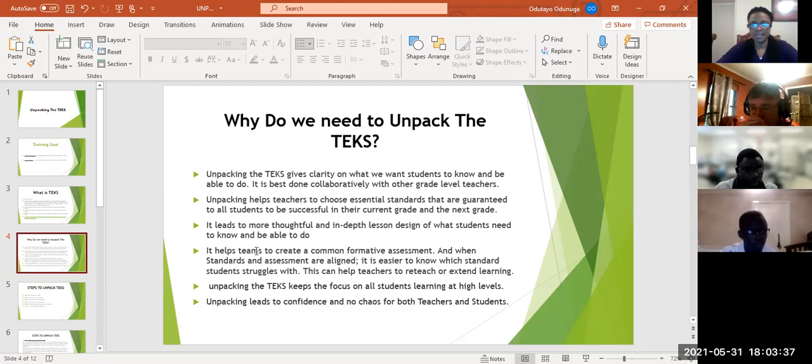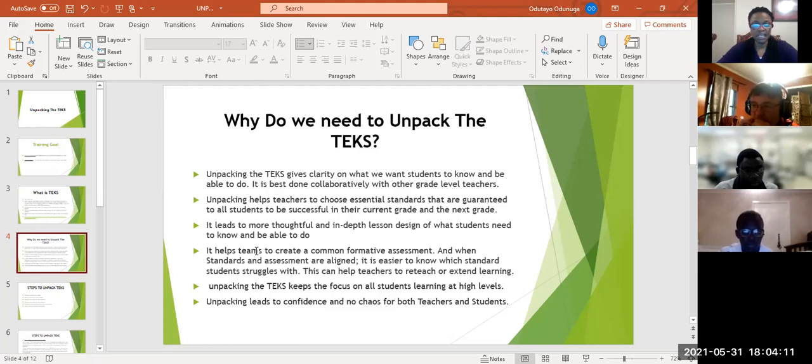Unpacking TEKS helps teachers to choose essential standards that are guaranteed to all students to be successful in their current grade and the next grade, because that is very important. If they lack in one TEK in the previous grade, it is going to be difficult for them to continue in the next grade. They need that foundational knowledge from the previous grade to be able to continue in their next grade.